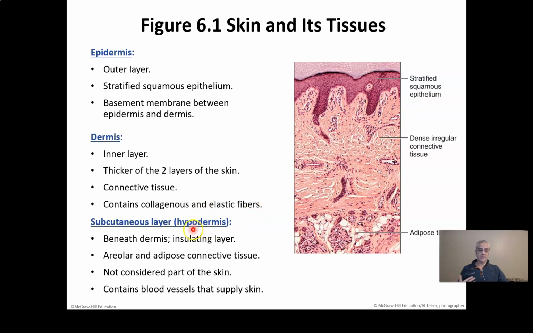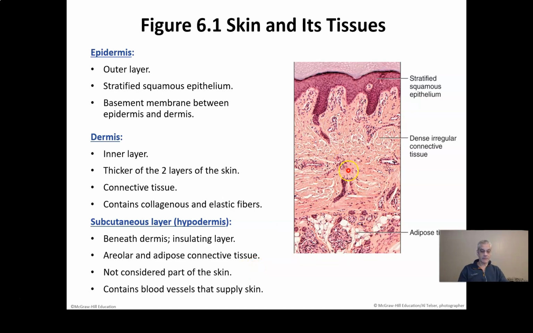Underneath that is what we refer to as the hypodermis, hypo meaning it's underneath the dermis, or we often refer to it as a subcutaneous layer. Most of this is an insulating fat layer. This is where most of the fat of the skin is held. As it says here, it's not considered a part of the skin. We typically don't refer to the hypodermis or the subcutaneous layer as skin or part of the integumentary system. However, it is an important layer, and we're going to talk about its importance in a bit.